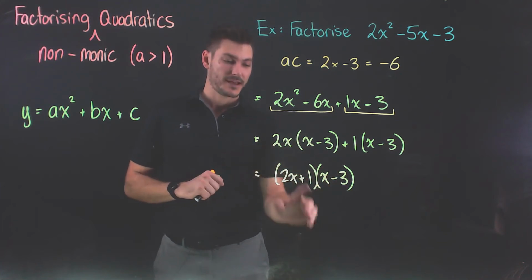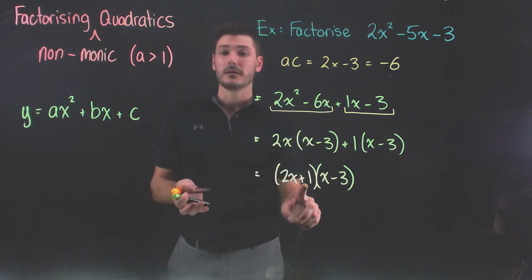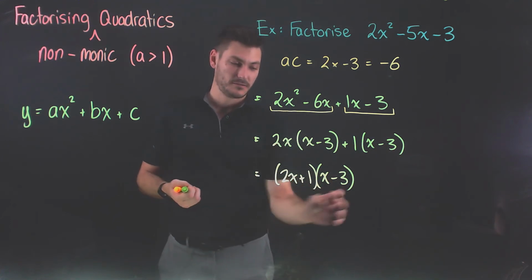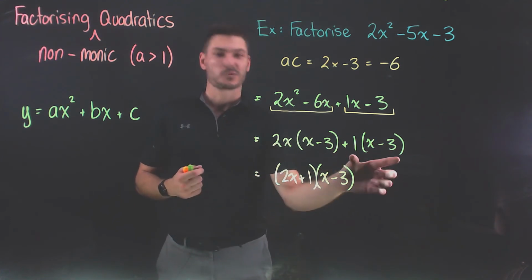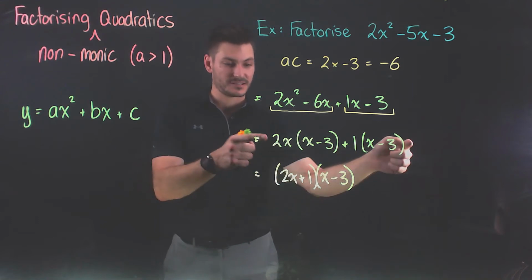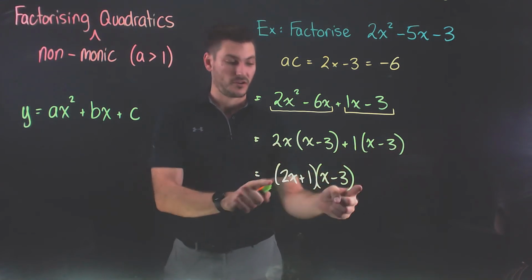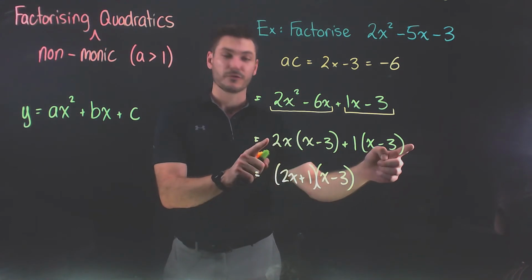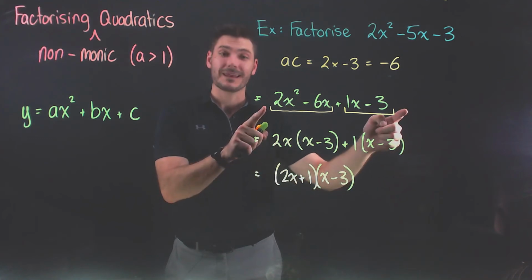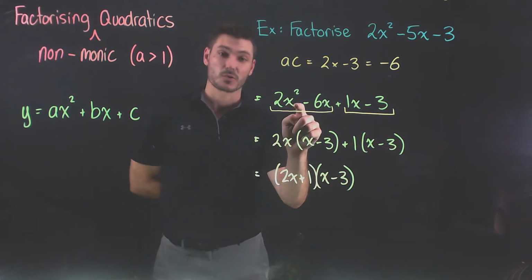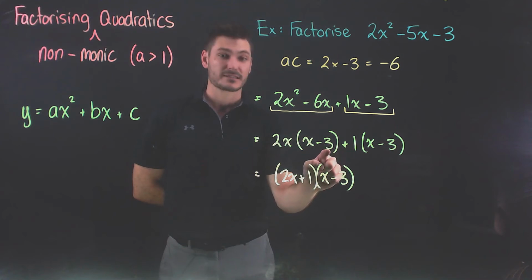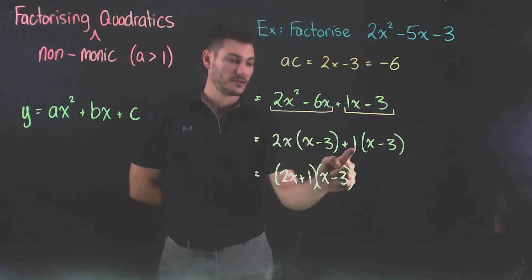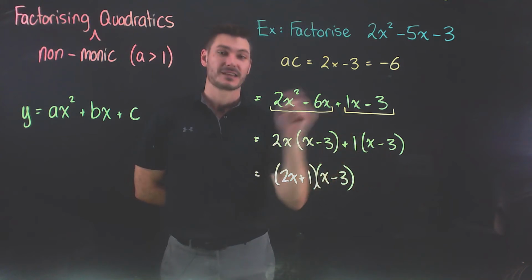Then, once I finish that, I'm going to take my second term, the 1, and multiply it to both of these terms, which is what's happening here. So this is a valid expansion of this, and then when you fully expand this out, you end up getting this. 2x times x is 2x squared, 2x times minus 3 is minus 6x, 1 times x is 1x, and 1 times negative 3 is negative 3.